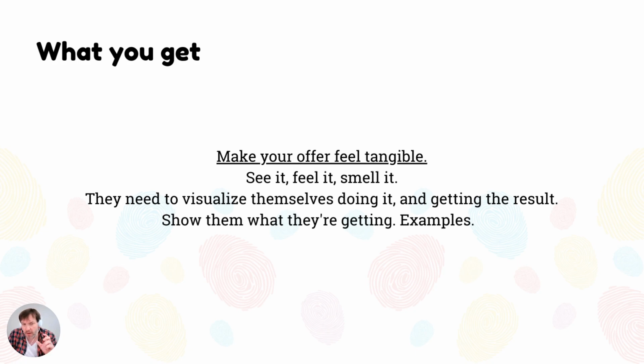So what you get, the next section, is basically that your goal here is to make it feel tangible, right? They need to see it, smell it, feel it. This is where you talk about features. Really, it's less about features. It's about them visualizing themselves doing it and getting a result, right? You may show features in here. You may talk about the benefits of those features, but the idea here is really that they come out of this feeling like the offer is tangible, visualizing themselves getting that result.